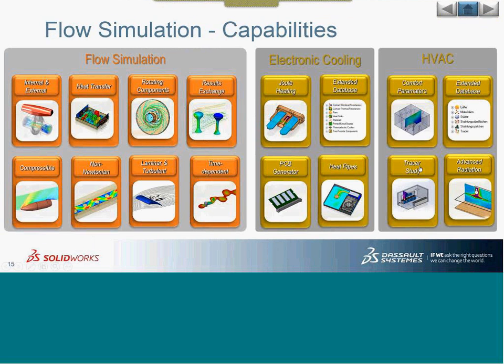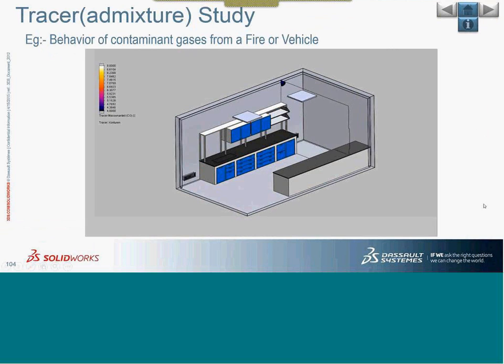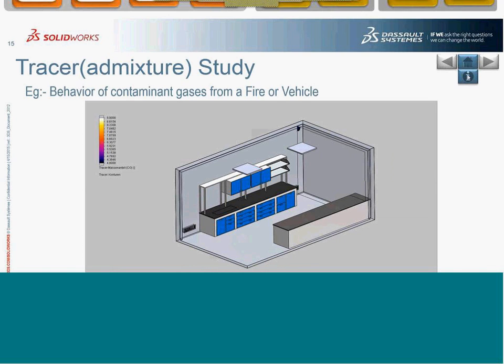And finally, there is something called tracer study. Frankly, it is a bit of a misunderstood concept and we do not use it effectively. This can help you understand how a particular pollutant or gas would behave in a given domain. So if there is a closed domain and there is a fire or some problem getting created inside the room, we want to understand how fast this particular fire gets out of the room. Those kinds of phenomena can be understood and simulated using this tracer study option.